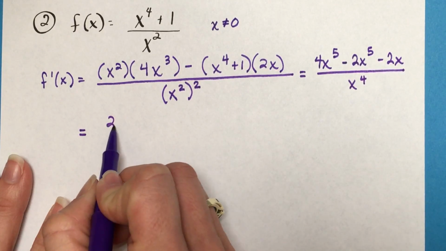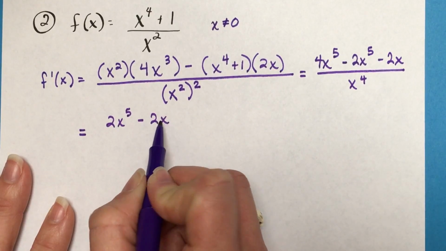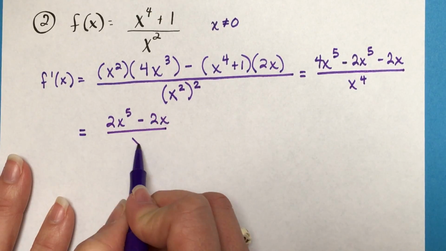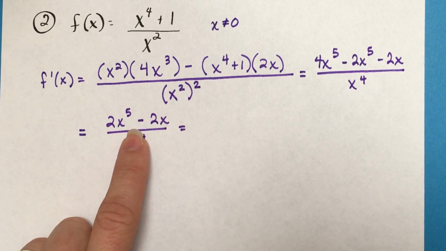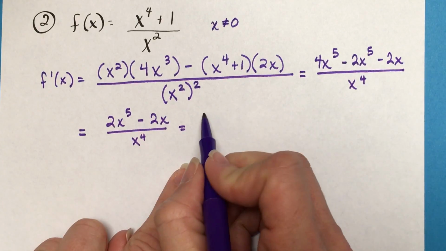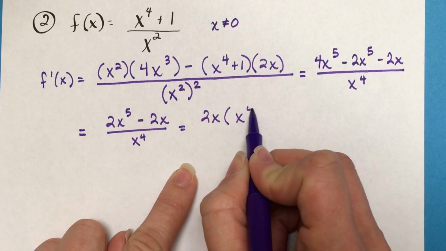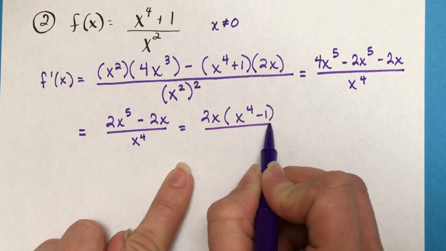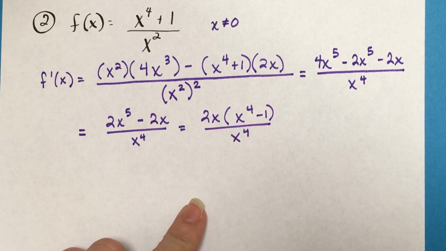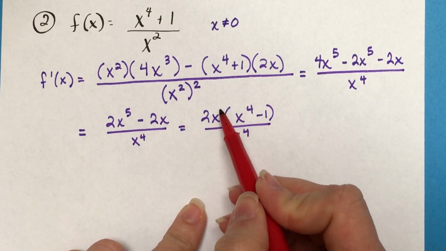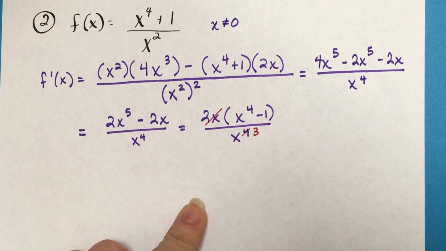So now you have 2x to the 5th minus 2x divided by x to the 4th. Okay, you do have a common factor of 2x in the numerator. Okay, you can do a little bit of reducing here because this x will cancel one of these, which means this is now down to a 3rd power.